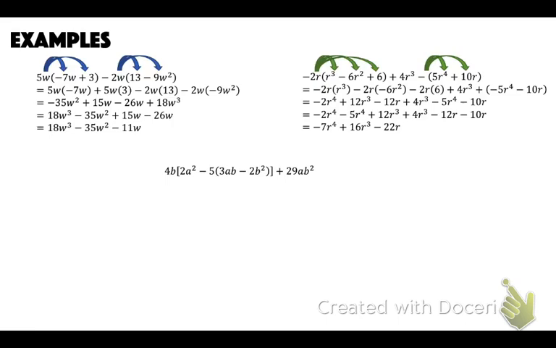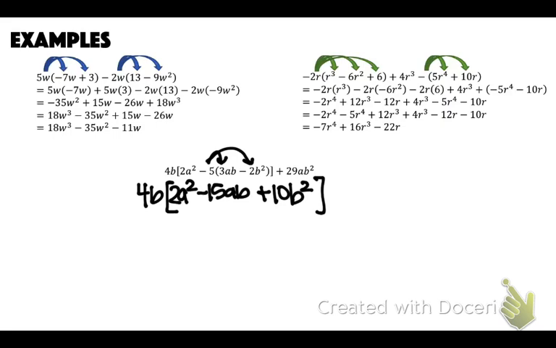And I'm just going to write this out. I think it works a little bit better when I just write it out. So here, we have this negative 5r. We want to work inside these parentheses first. So let's distribute that. Negative 5 times 3ab is negative 15ab. Negative 5 times negative 2b squared. Negative times a negative is a positive. And then we still just have the b squared. And I'm going to bring everything else down. So I have the 4b, then 2a squared, and then plus 29ab squared.